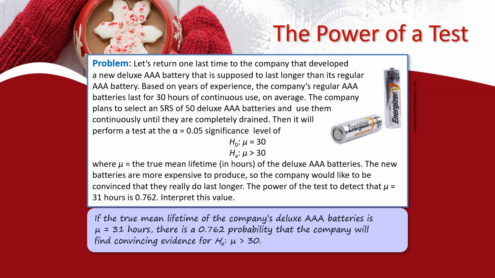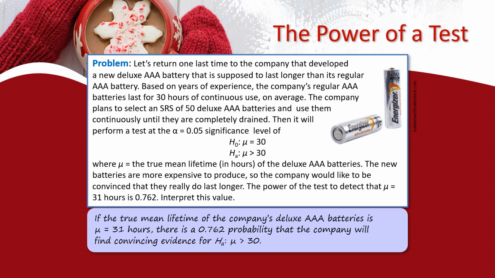Then I said, in context, the alternate. So I said, hey, look, if this true mean is 31, there's a 76% chance that we could find evidence for the alternate, that we could find evidence that the mean is actually greater than 30. So that's what the power means. Hey, if this true thing is 31, when we thought it was 30, there's a 76% chance that we're going to find evidence that it's greater than 30.